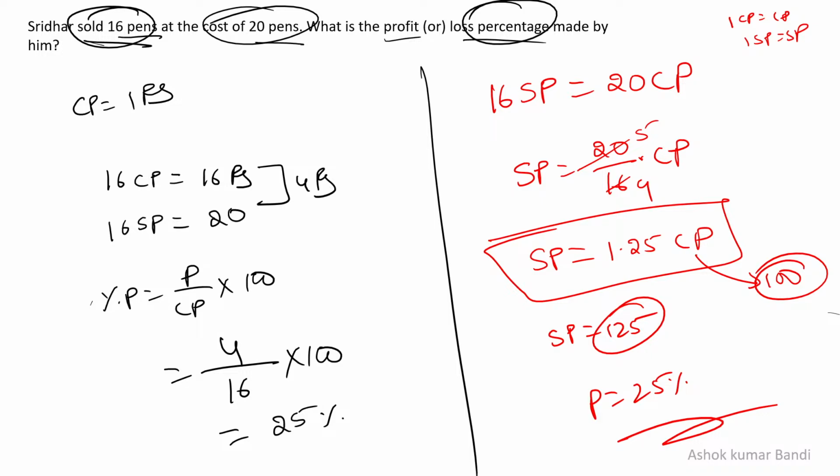Write the given statement: 16 SP equal to 20 CP. Find out SP in terms of CP. Finally replace CP with 100. If you are getting more than 100, it is profit; less than 100, loss. So if I replace CP with 100, I get SP as 125. So SP is more than CP by 25. So I am getting 25% profit.